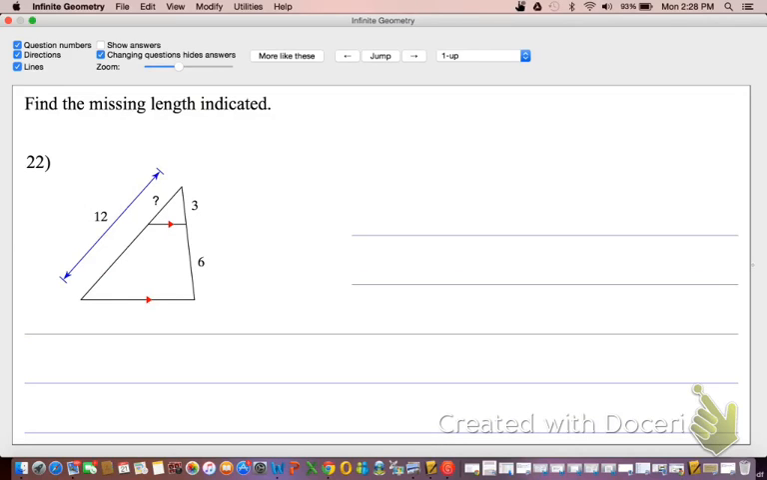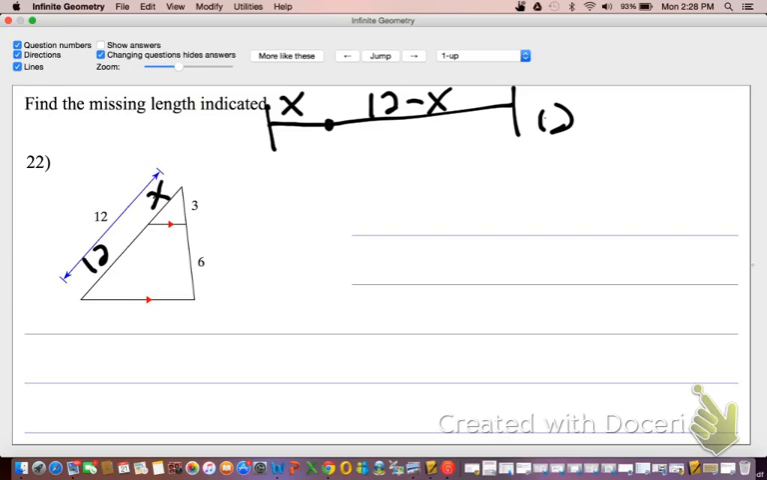Okay, again here. This is tricky because now look at this logic. If this is a line, let's say it's 12, and this is 3, there's going to be 9 left, so I can say 12 minus 3. If this line is 4, it's going to be 8, so I could say 12 minus 4. Now, if we don't know what it is, I'm going to call this x. So this is 12 minus x.